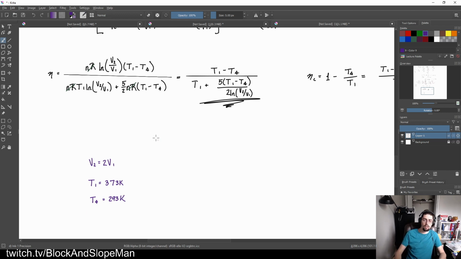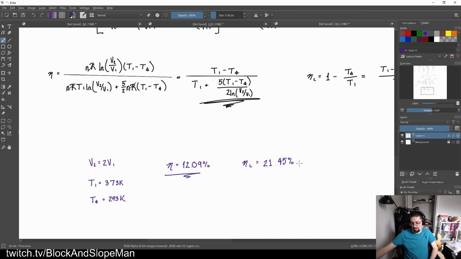When I plug all of this stuff in, I end up finding that for the mug top Stirling engine, I've actually got a pretty decent efficiency of 12.09%. That's not too hateful. Right? Versus the Carnot efficiency of this thing would be, let's see here. Considering the Carnot efficiency is going to be 21.45%. That's not bad. Right? It certainly beats the engine that we saw earlier, where we were only getting 8% versus the Carnot 50%. But that's how it goes.